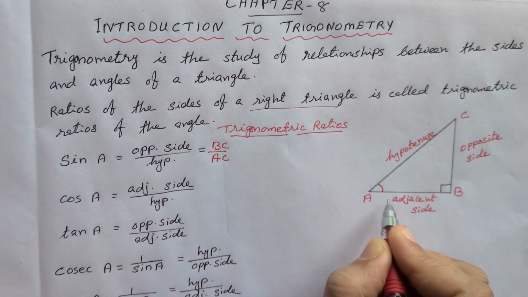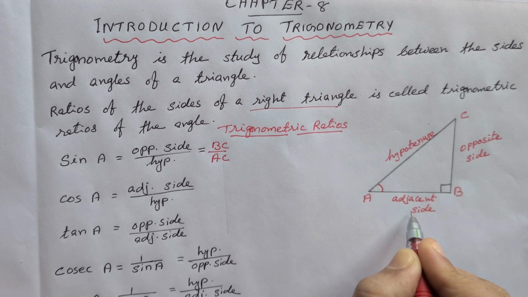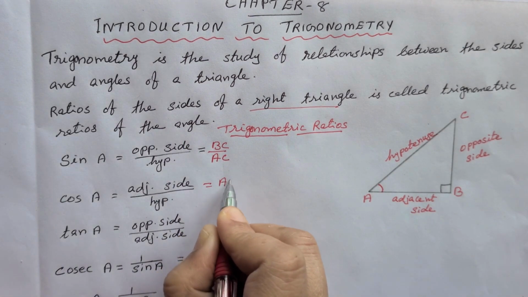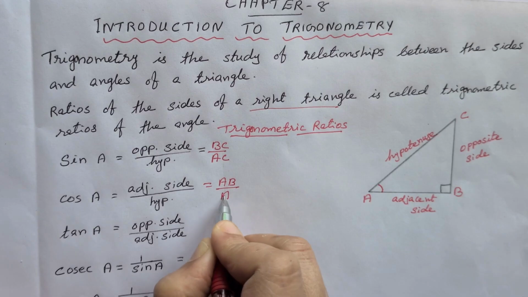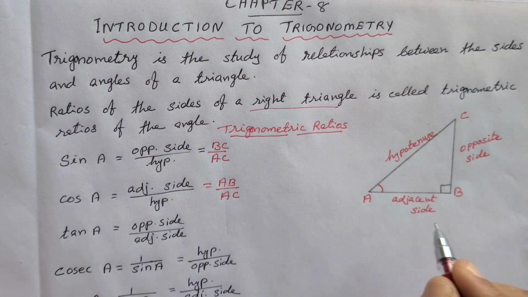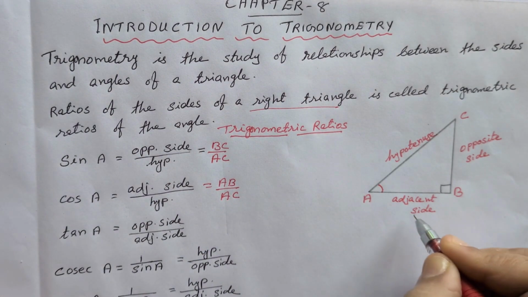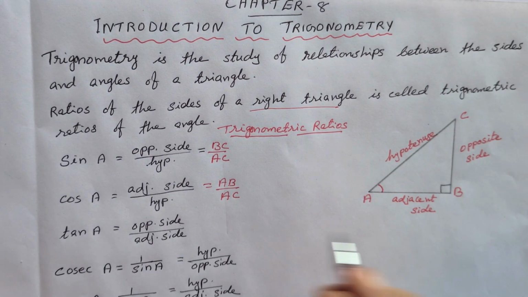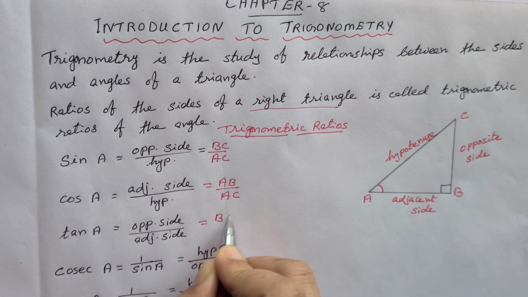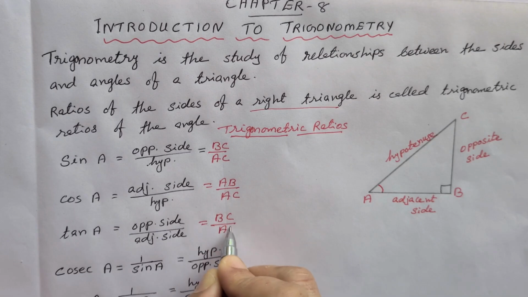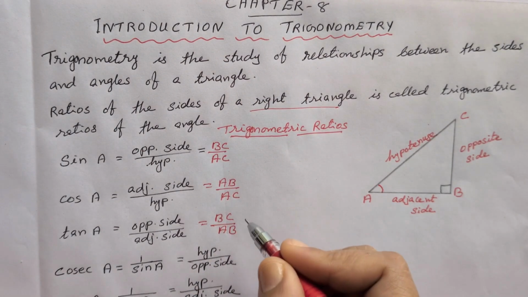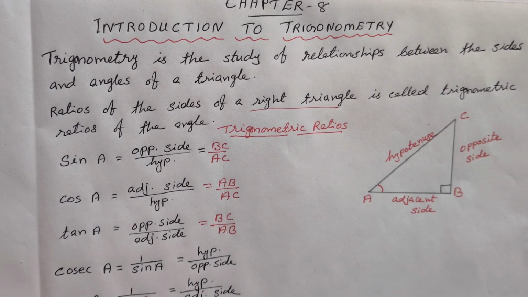That is sin A. Then cos A. Cos A means adjacent side by hypotenuse, that means AB by AC. Then tan A. Tan A means opposite by adjacent, which means BC by AB. Now when we take the reciprocal of these, we will get the rest of the 3 ratios.